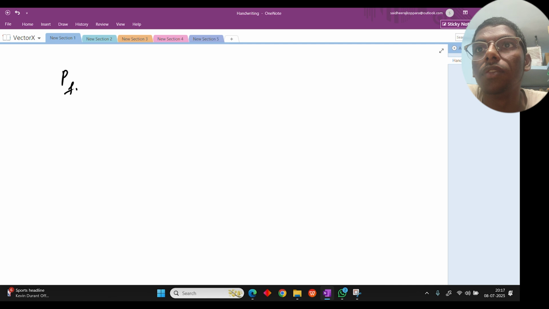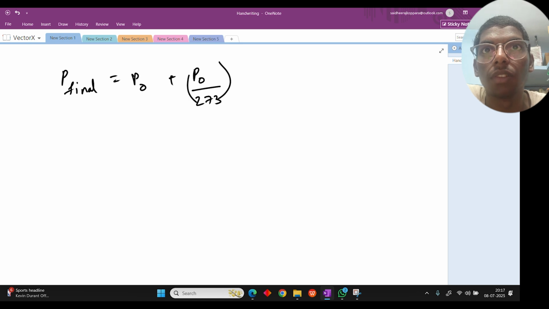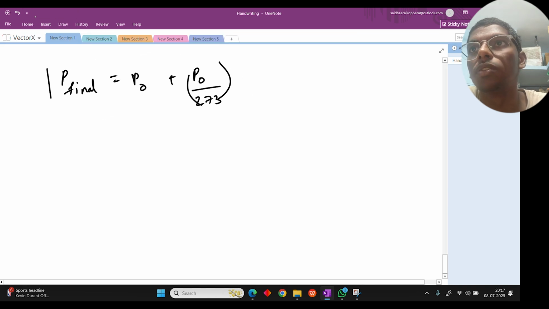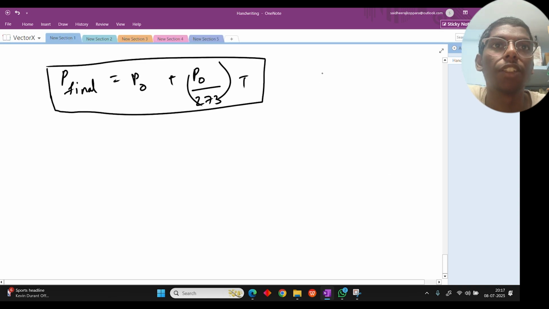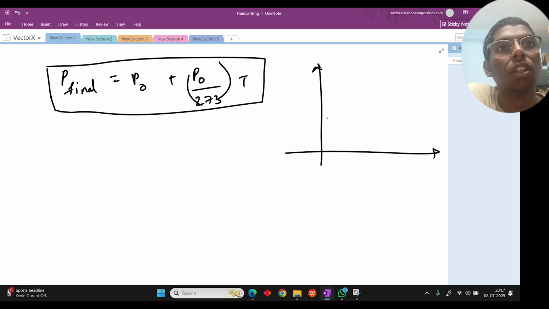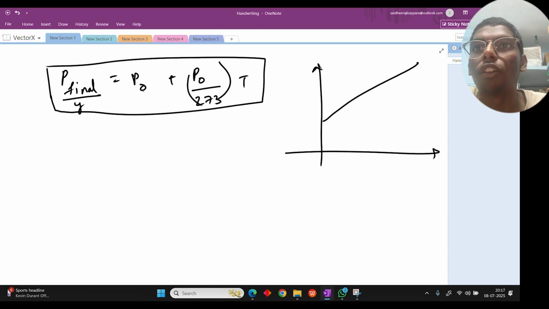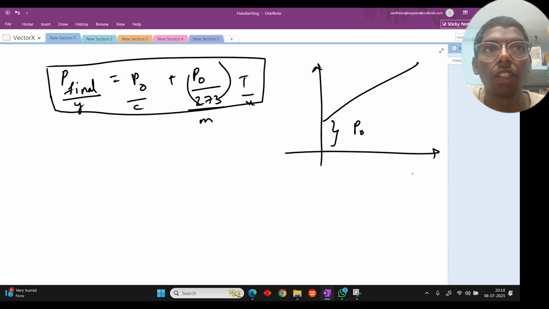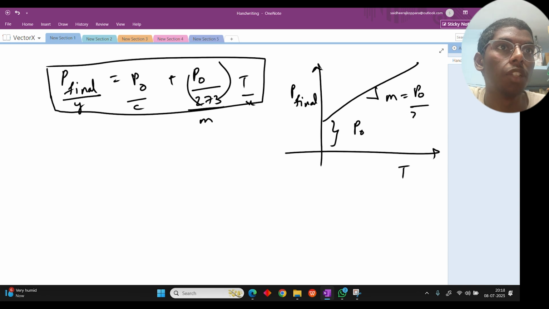With that, we can write the mathematical statement, and the graph is this. This is our y, this is our c, this is our m, and this is our x. As we discussed initially, the V initial is some constant. Similarly, here P initial, which I wrote as P naught, is constant. So this will be P naught, the intercept, this will be temperature, and this will be P final, and the slope will be P naught by 273.